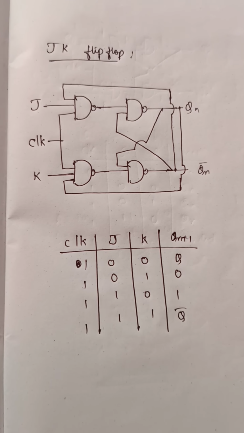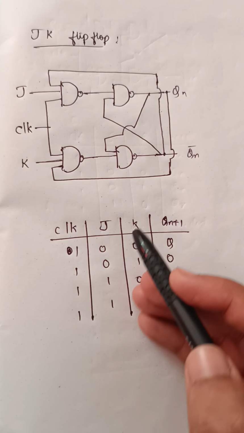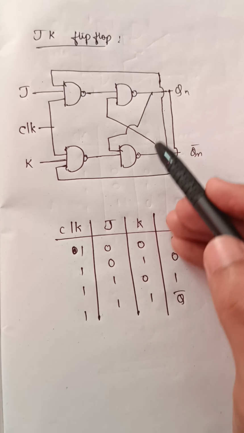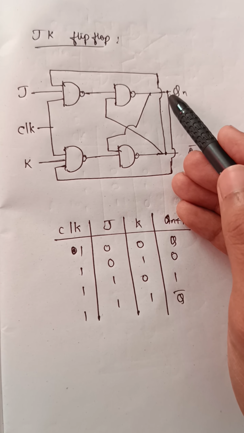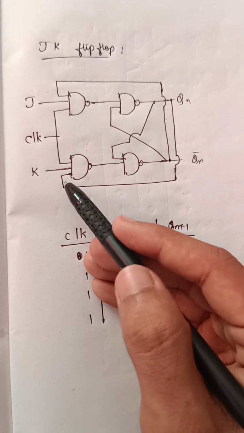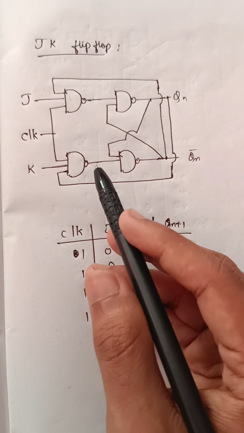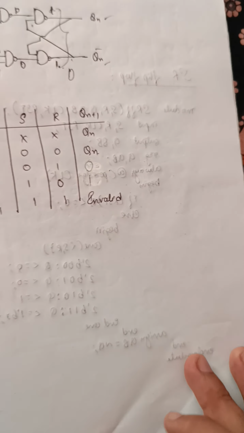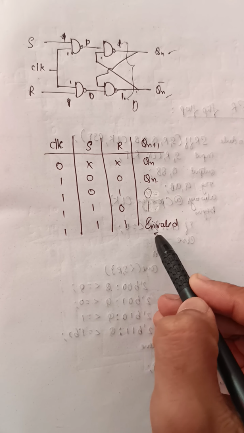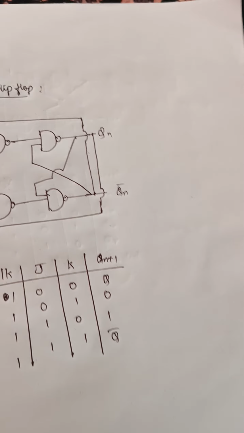Now we will discuss the JK flip-flop. Here we are taking the inputs J, K and a clock, and we are also feeding the previous outputs back as inputs for the next JK. We are using this because in the SR flip-flop we have one problem, that is the invalid condition. To solve this we are using this circuit.